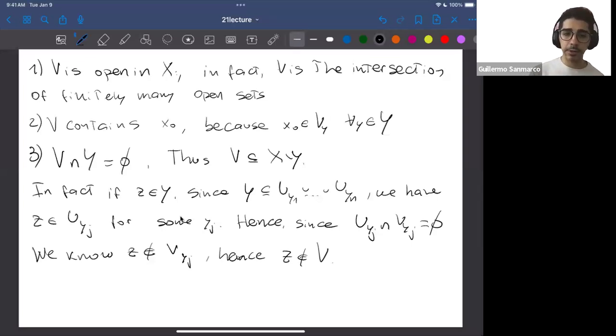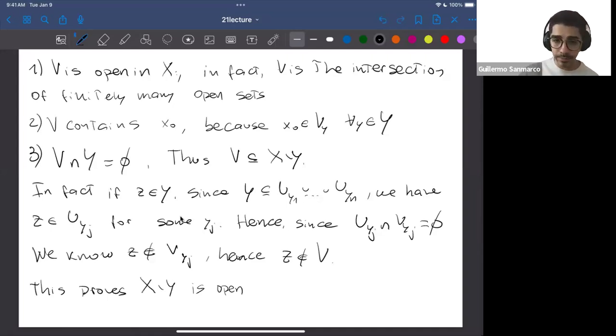And this proves 3. So this proves that X minus Y is open, because x naught is arbitrary. And we're done. That's exactly what we want to prove. So any questions?